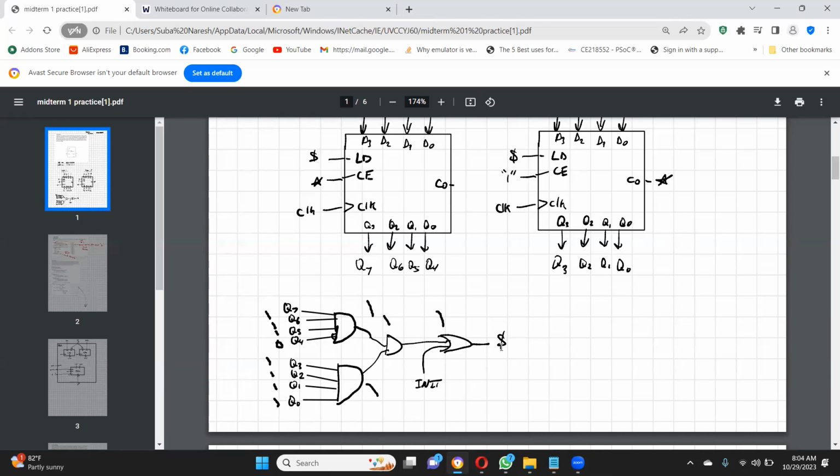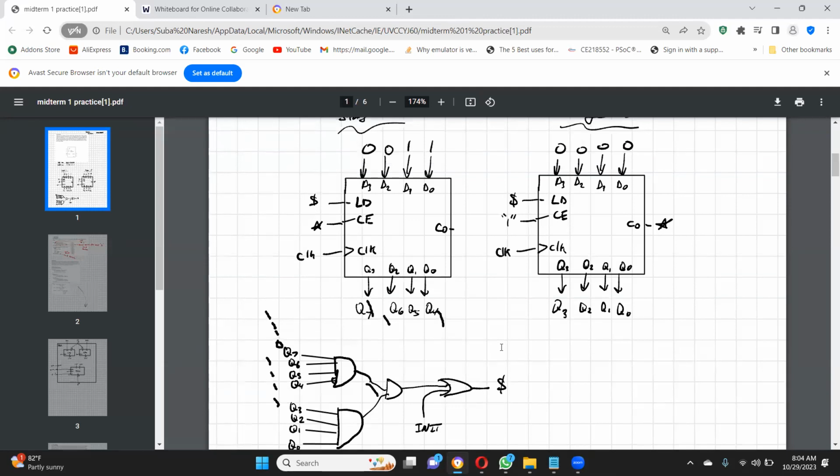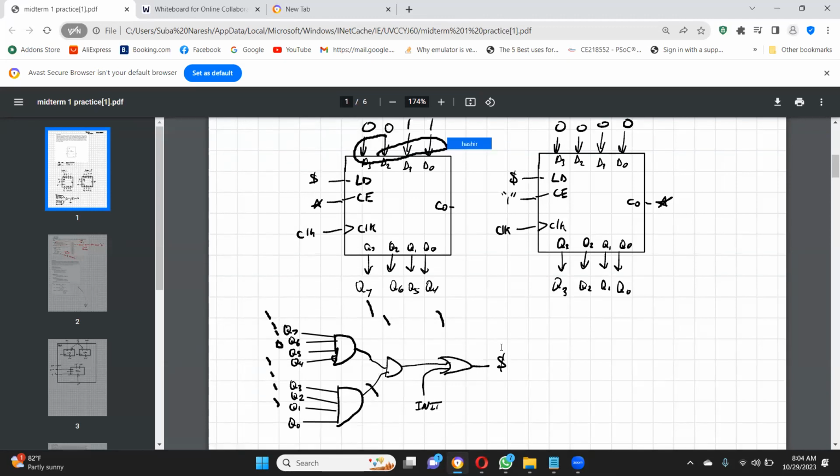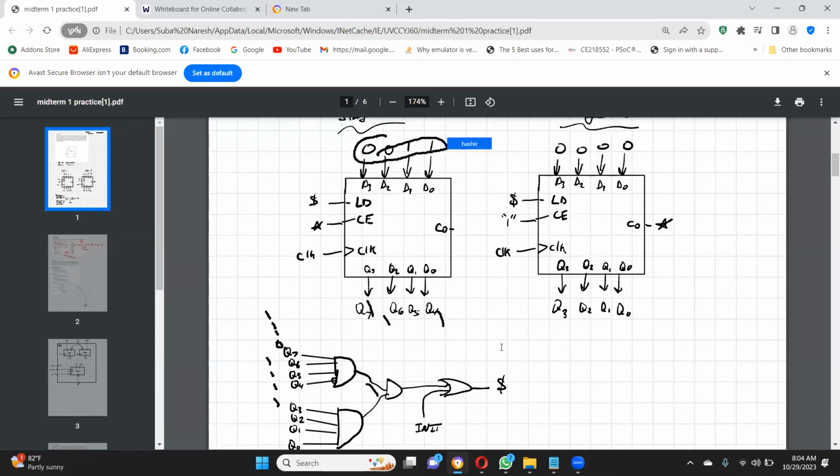Can you repeat what you said last? When load becomes 1, then 0011 gets loaded back in, right? Where is 0011? 0011 and 0000 will be loaded when load equal to 1 and clock signal is active.